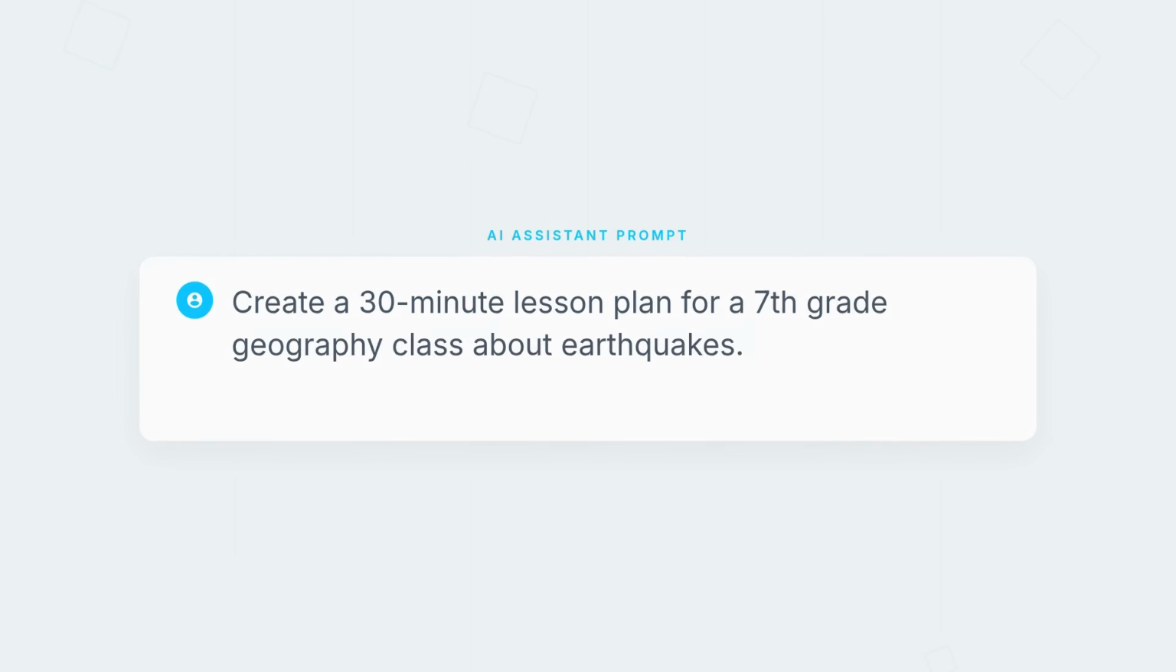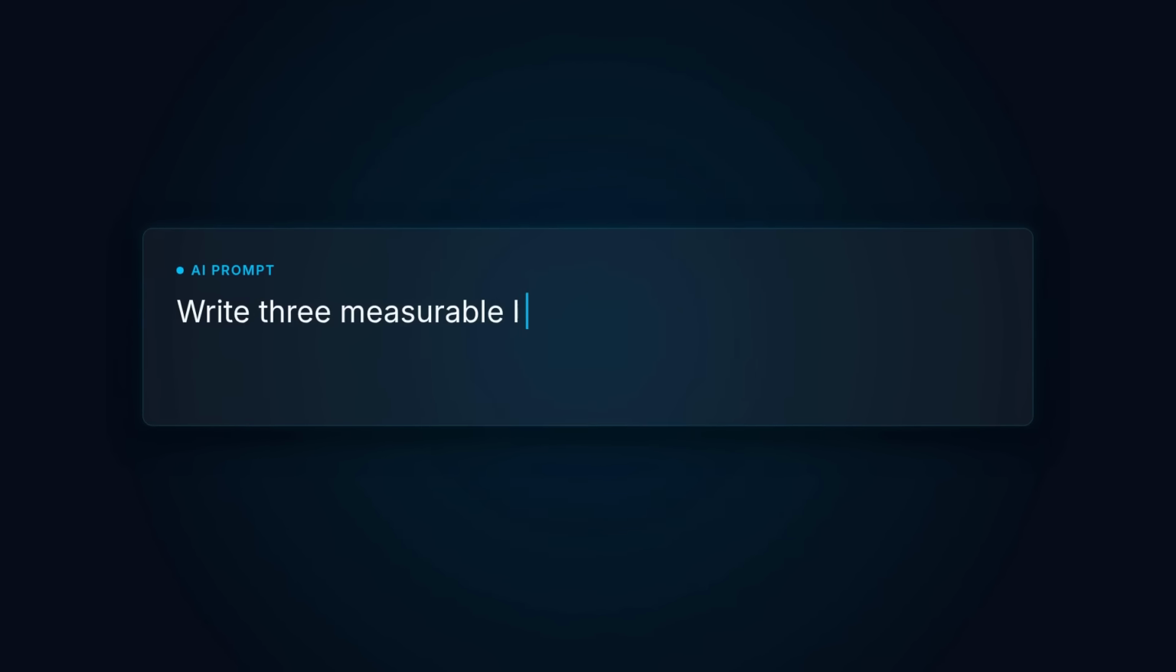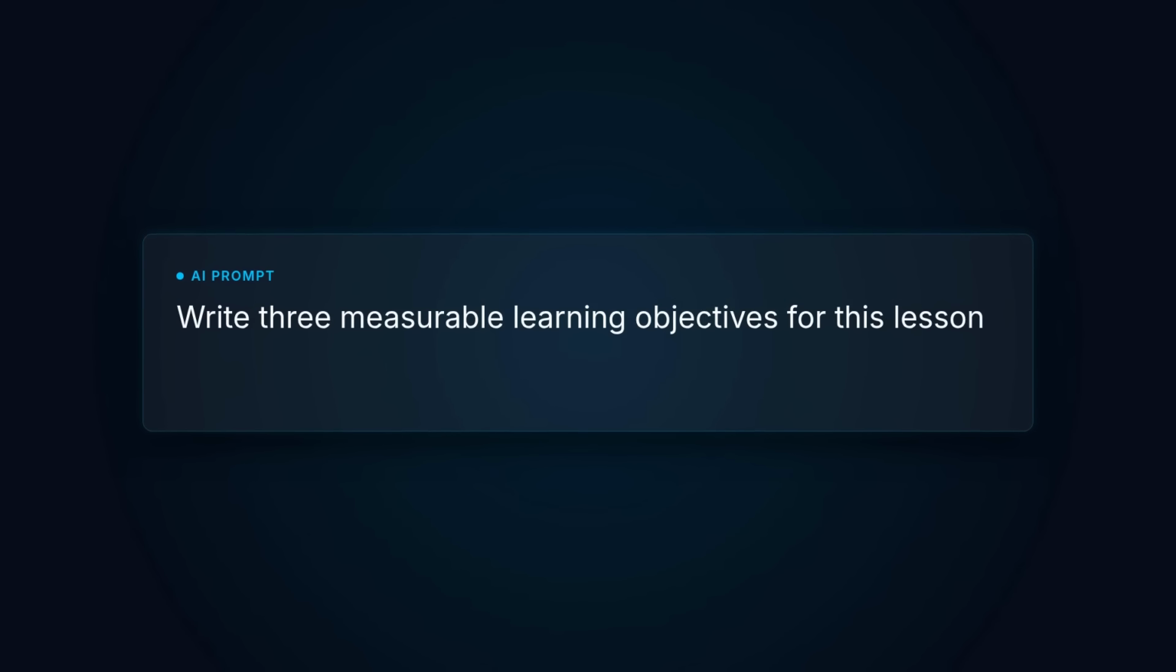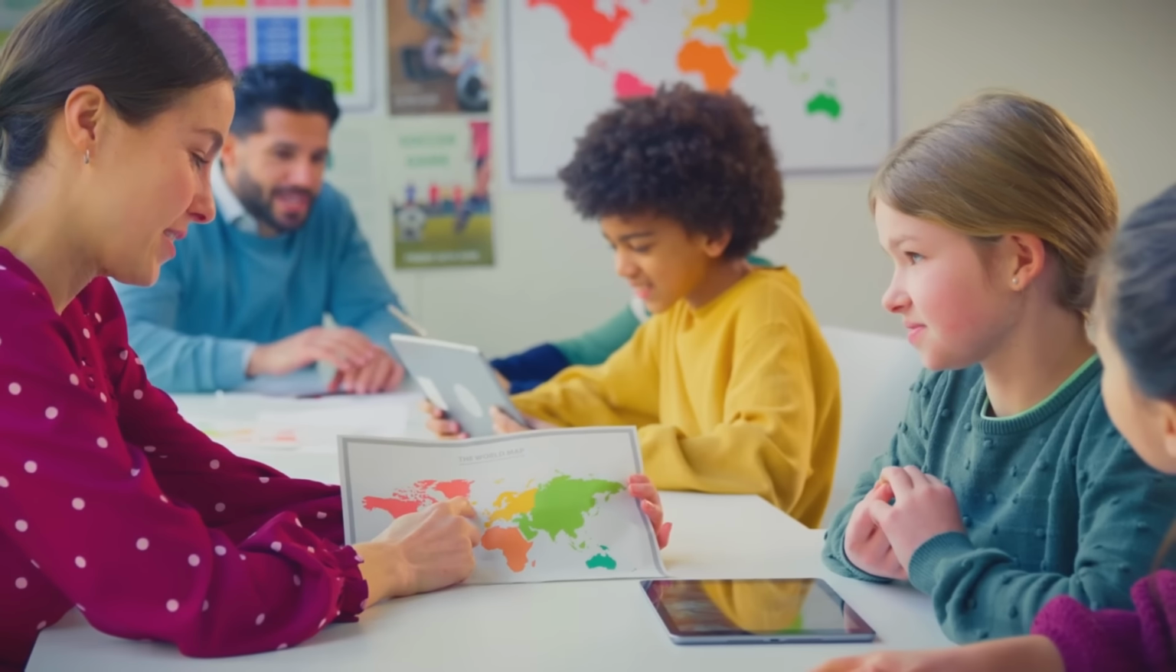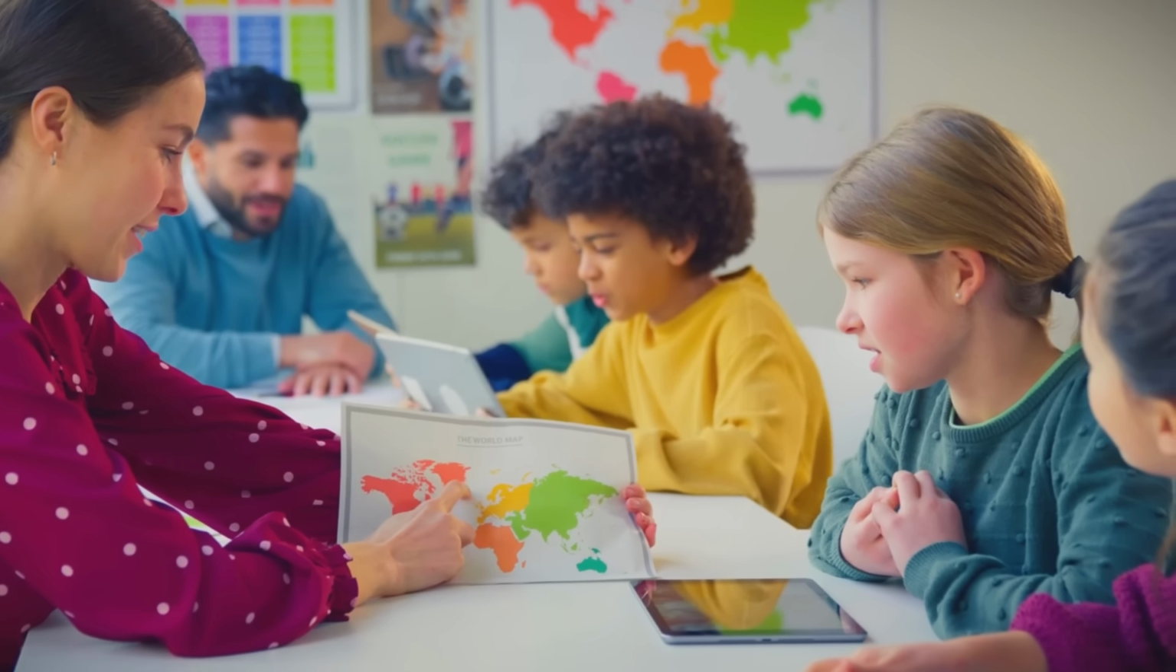class about earthquakes. Once ChatGPT identifies the topic, the next step is to ask it to generate student learning objectives. A prompt such as write 3 measurable learning objectives for this lesson will quickly produce goals that describe what students should be able to explain, identify, or analyze by the end of the lesson.